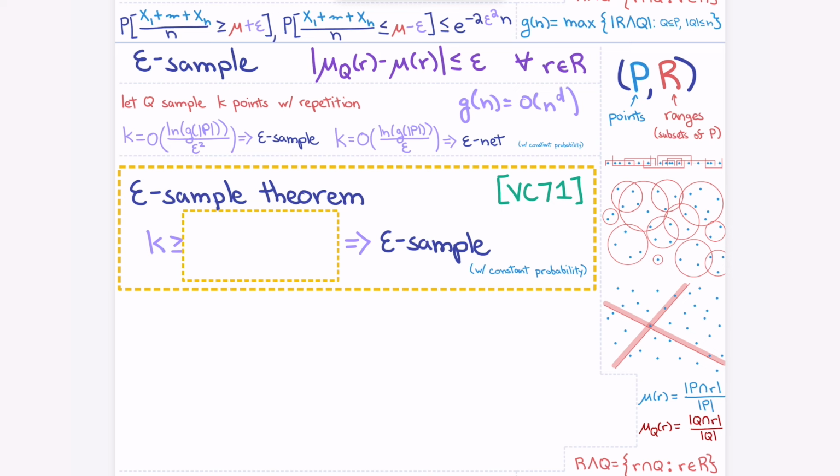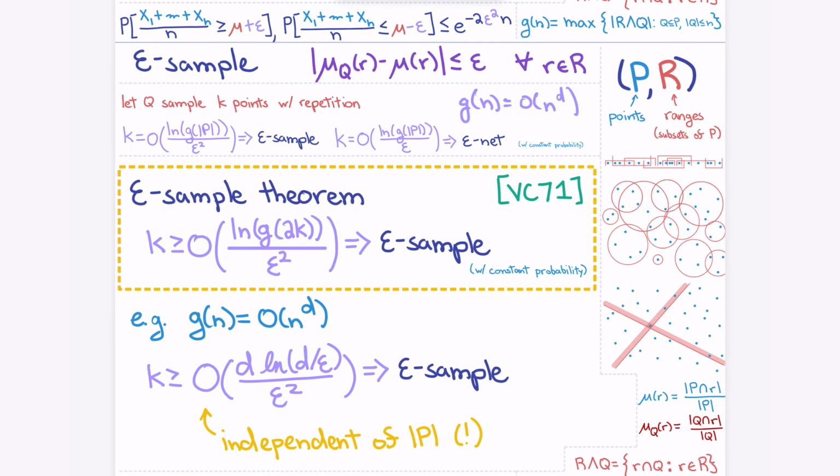D over epsilon squared, epsilon. Any other guesses? Okay, so actually the original version is a little bit complicated. You're going to choose any k so that k is bigger than log of g of 2k. Okay, what the hell does that mean? That means if it is a polynomial, then d log d over epsilon squared is enough.